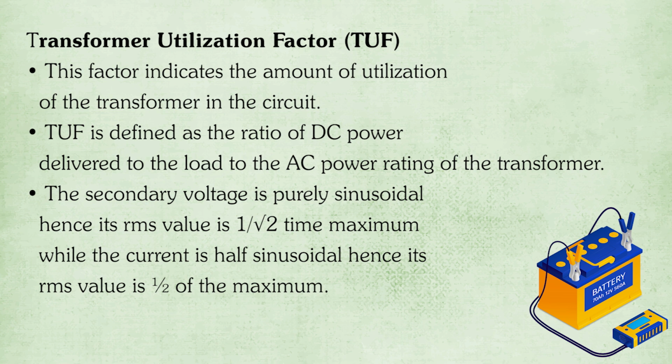So, the secondary voltage is purely sinusoidal, hence its RMS value is 1 upon root 2 times the maximum value, while the current is half sinusoidal, hence its RMS value is half of the maximum value. So, by using these values we can find out the transformer utilization factor for the half wave rectifier.